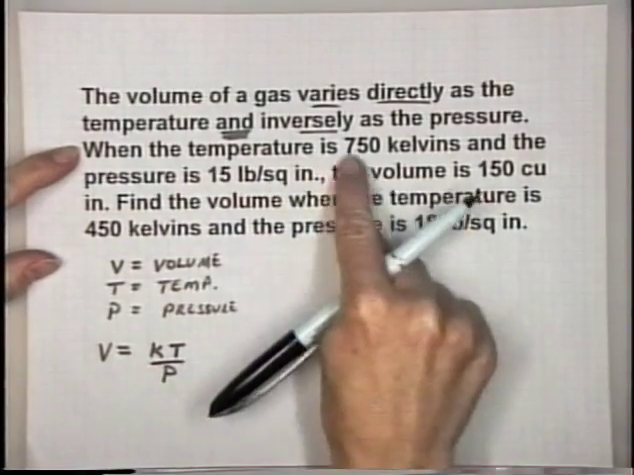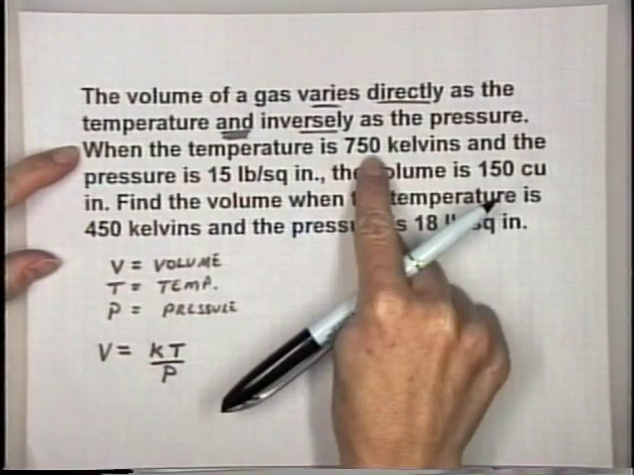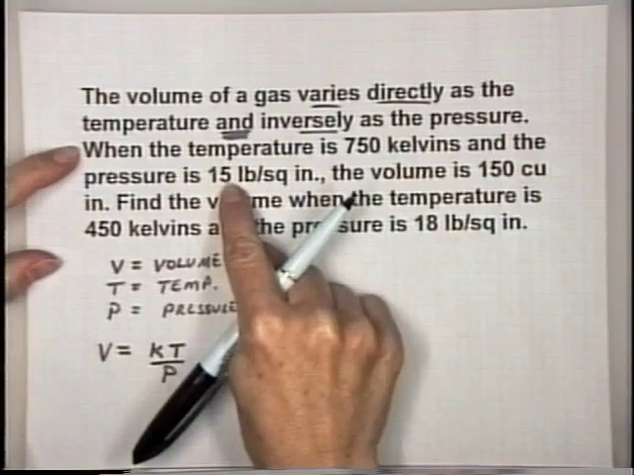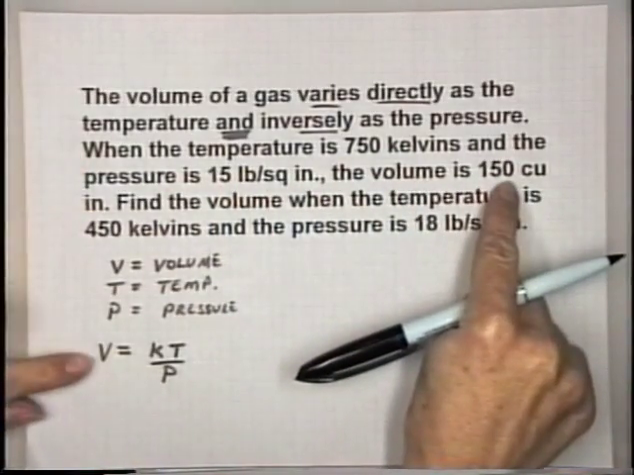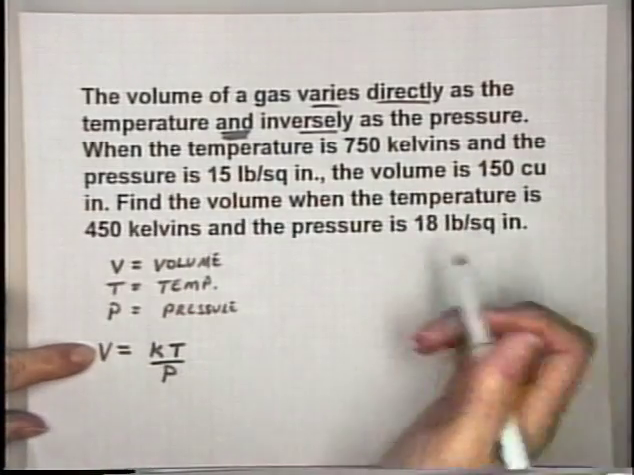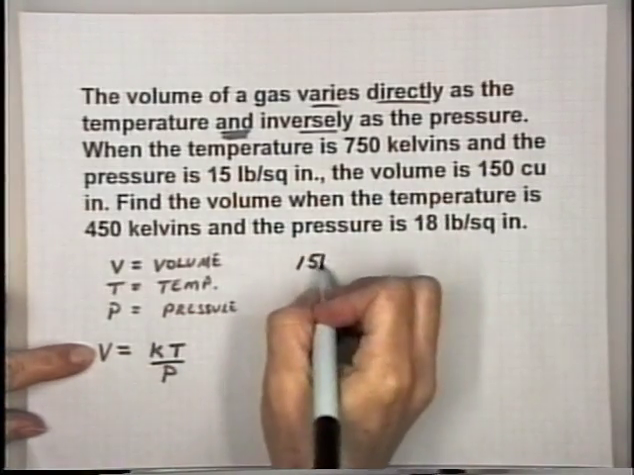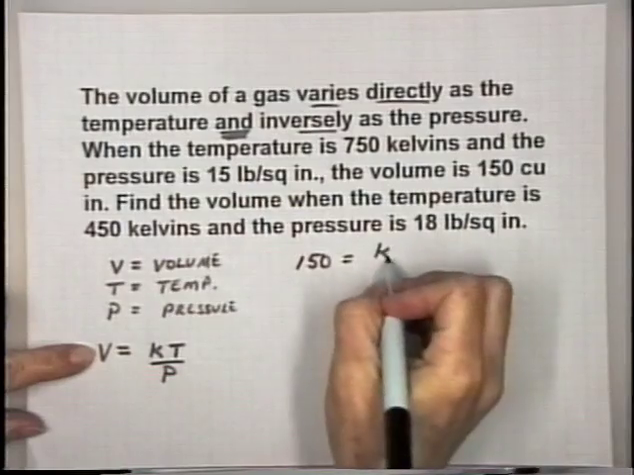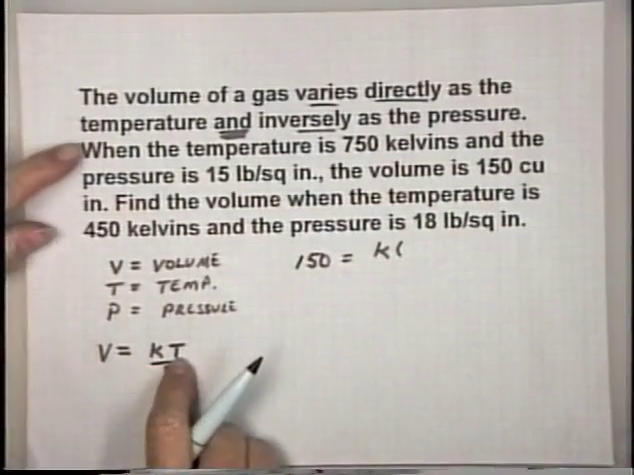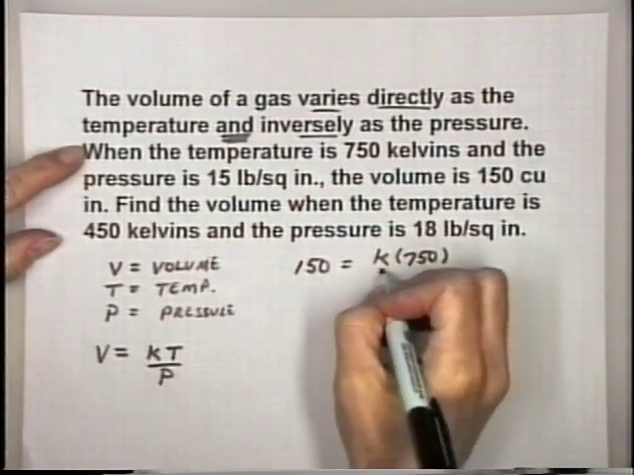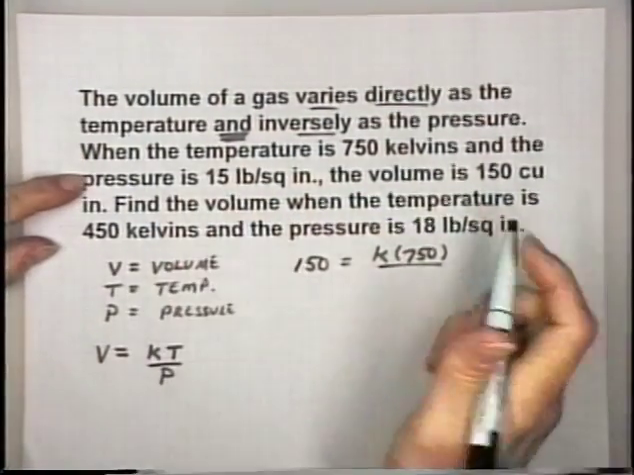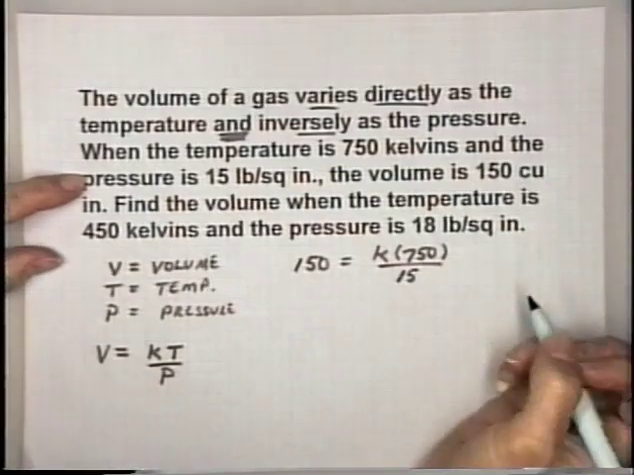Now, let's see if we can use information to find our K. When the temperature is 750 kelvins, pressure is 15 pounds per square inch, volume is 150. Well, let's start with V. Volume is 150. Let's put that in. Equals K times, we're looking for temperature. What was the temperature? It was 750. Over our pressure, the pressure was 15 pounds.